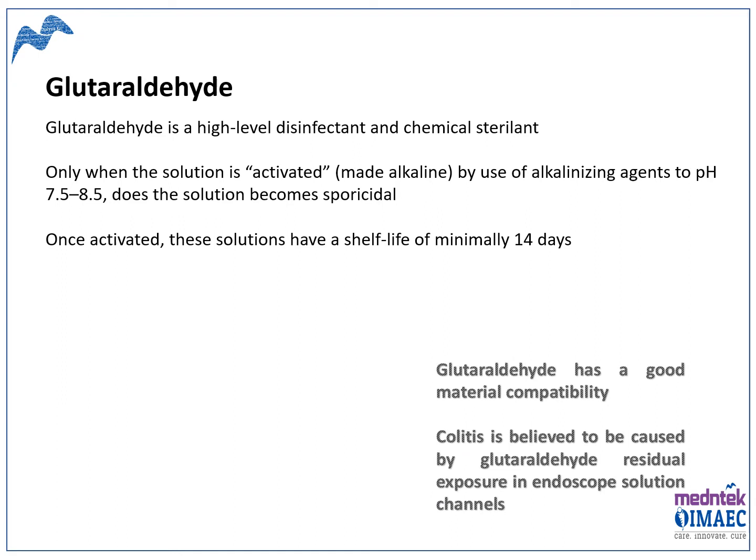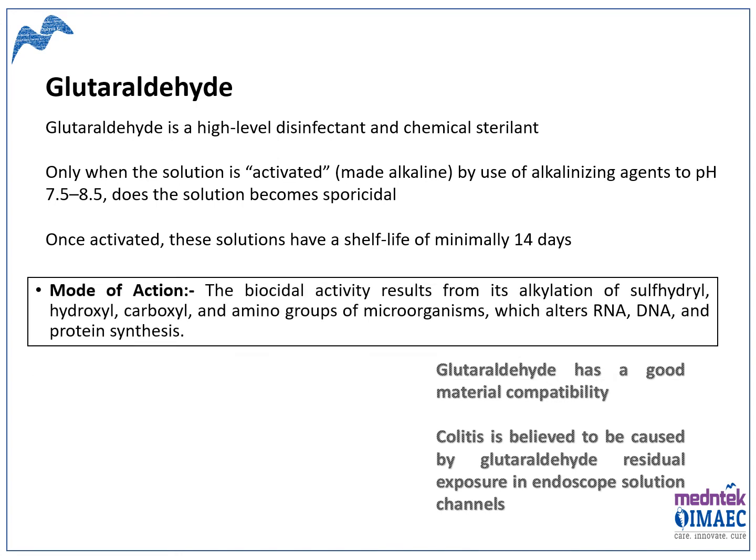Glutaraldehyde is a very high level disinfectant, also known as a chemical sterilant. Only when the solution is activated, made alkaline by using an alkalinizing agent to pH 7.5 to 8.5, does this solution become sporicidal. When the glutaraldehyde remains not activated, an activator is used. When you add this activator, the solution becomes sporicidal. The pH moves towards the alkaline side, and then the solution is known as the active form. Once activated, this solution has a shelf life of minimum 15 days.